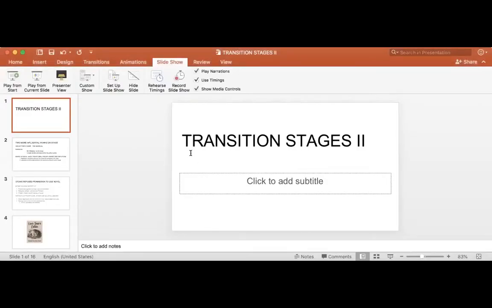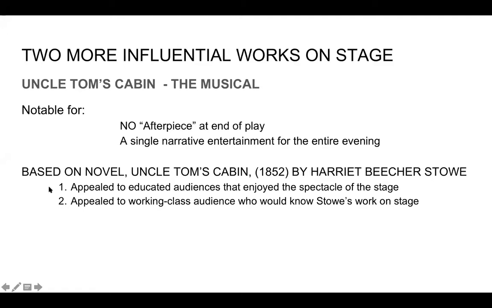So let's look at our lecture for today and our brief PowerPoint. Please feel free to insert any questions at any time. We'll take a look at transition stages 2: two more influential works on stage. Remember, last time we talked about the Astor Place riots, which occurred when Macbeth was on stage, and the cultural differences behind them. There were 2 Macbeths that were very popular, one American and one British, and that led to our dissonance with that particular performance.